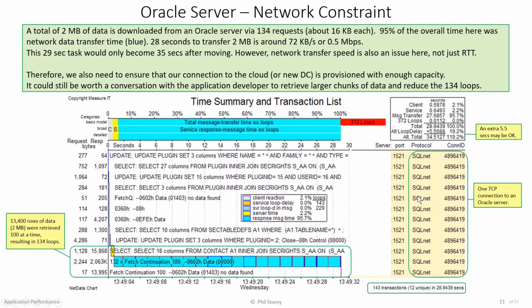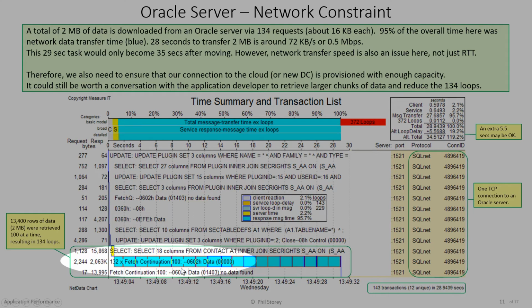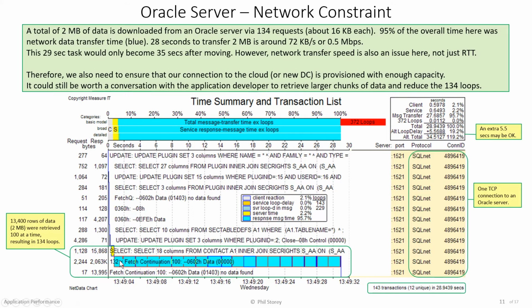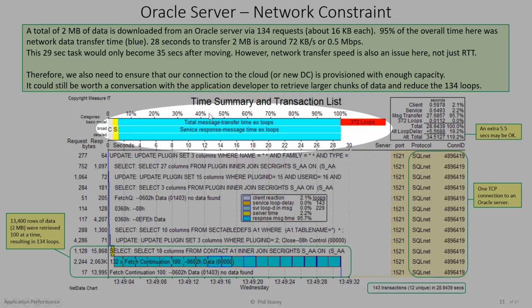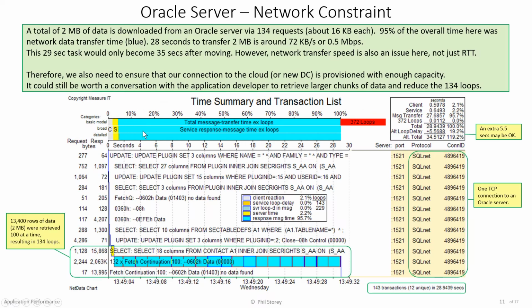This is another Oracle application. In this case, we're fetching rows 100 at a time. We did 132 of those fetches, and in fact this time the time is blue. Because there's 132, some of the fetches took a long time, and some of the ones in between were very quick. No matter what, the vast majority of this time, 95% of the time for this function, is network delivery time.